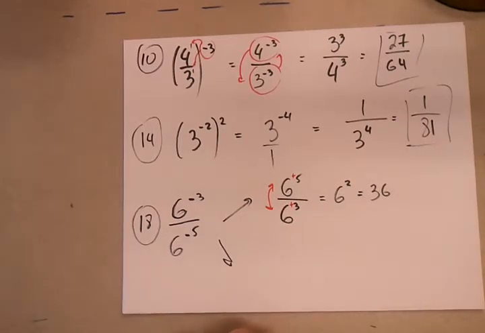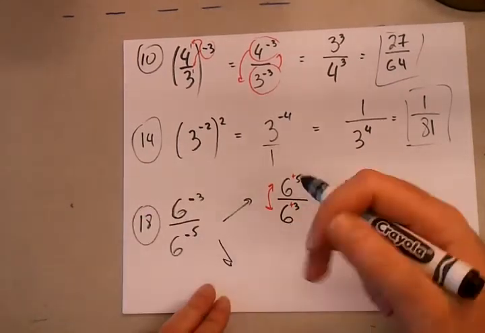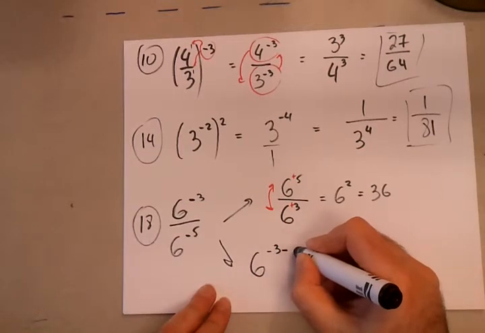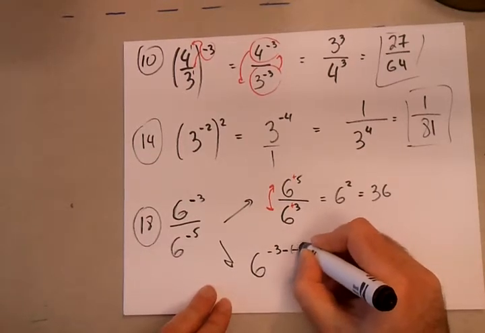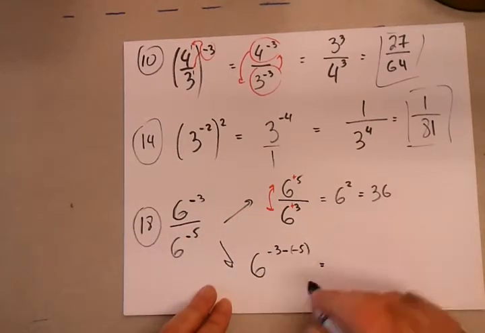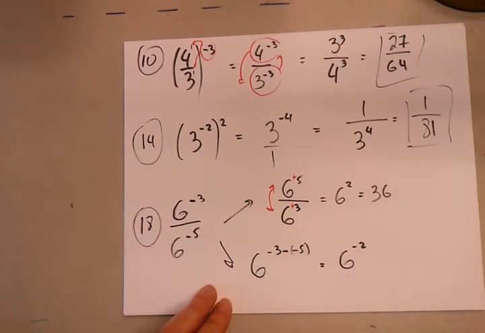Now you could have also done the quotient of powers first. You could have said, well, two of the same base being divided, so you subtract the exponents. Same thing as -3 minus a -5. So -3 minus a -5, which means it's -3 plus 5, which is 6 to the -2. And again, in order for us to turn this particular problem into a positive, we have to flip this.